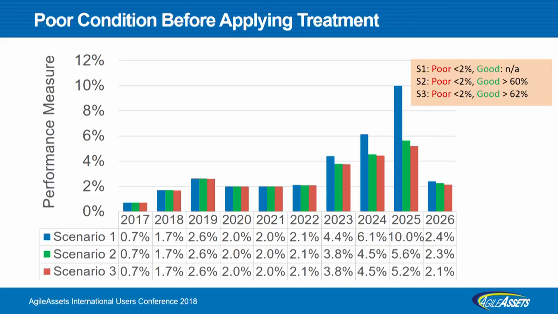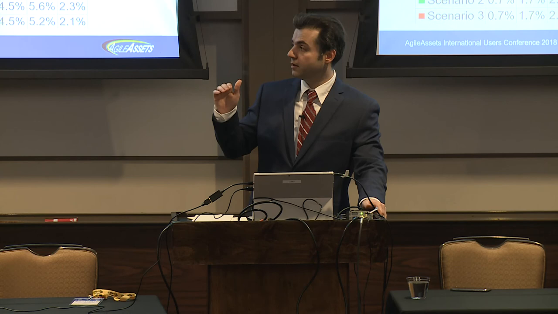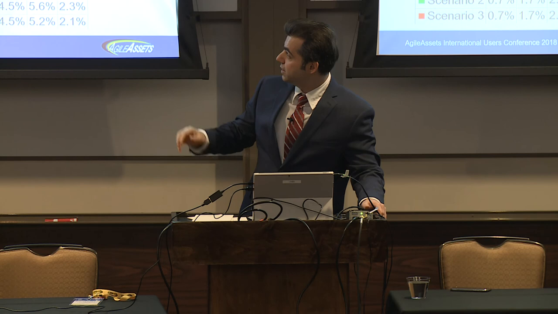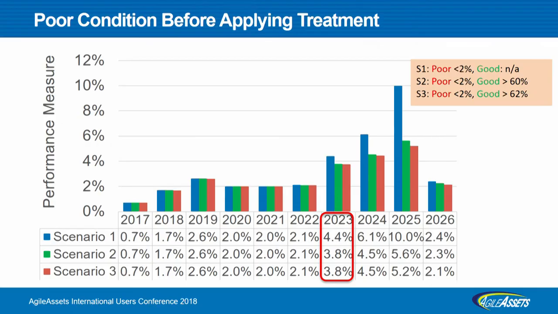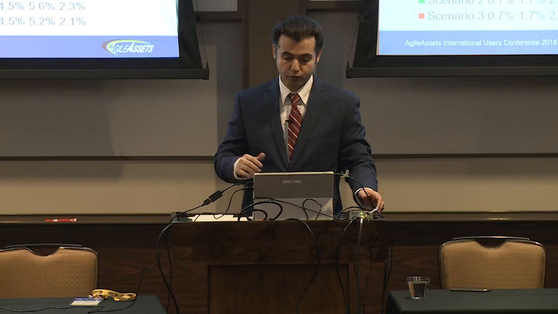So here is the condition of poor condition of the network before applying treatment in a year. So it means that, for example, if in a given year I have a target, for example, in 2023 that is above 2% that I put as a target for poor, the system generates projects to reduce it to 2%, the constraint.